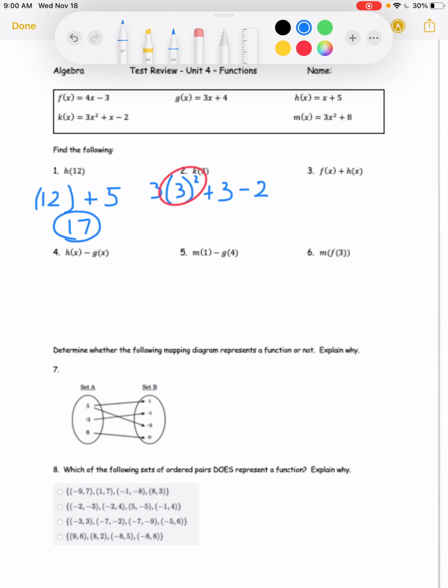Okay, so 3 squared is 9. So this becomes 3 times 9 plus 3 minus 2. 3 times 9 is 27. Plus 3 would make 30. Minus 2 would be 28.